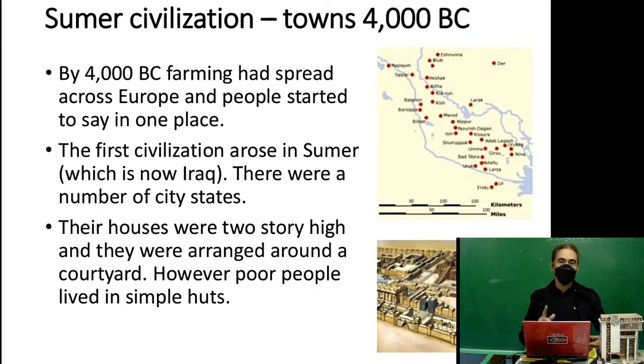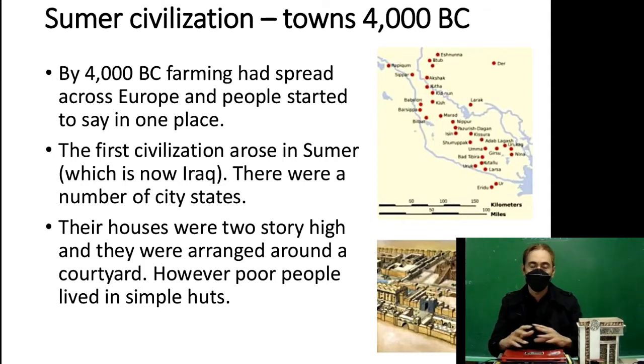The Sumerian civilization towns of 4000 BC. By 4000 BC, farming had spread across Europe, and people started to stay in one place. The first civilization arose in Sumer, which is now Iraq. There were a number of city-states. Their houses were two stories high and arranged around a courtyard. However, poor people lived in simple huts.